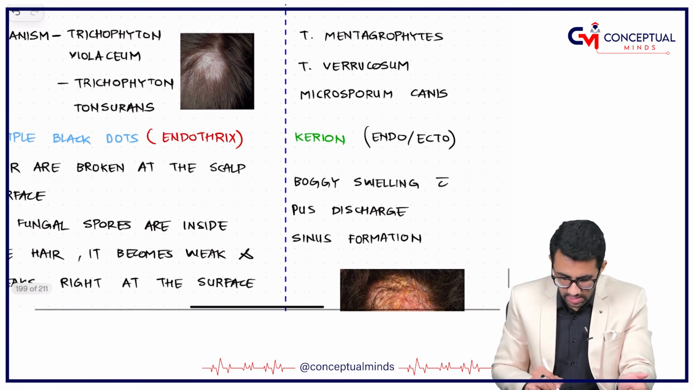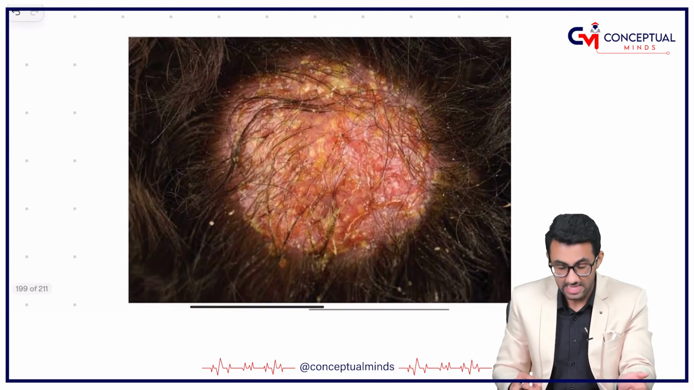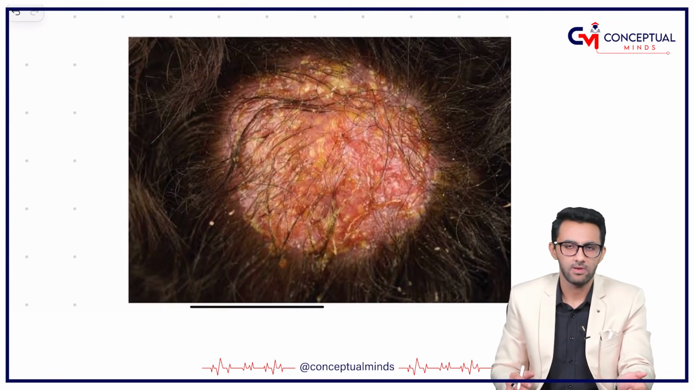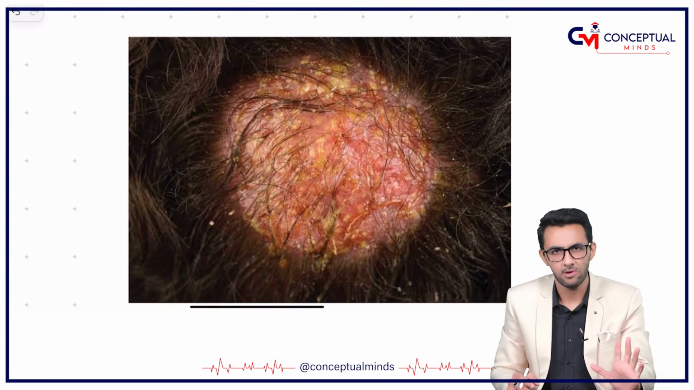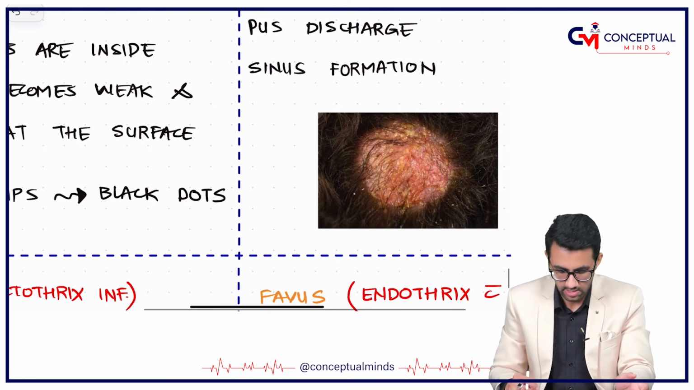Okay, Kerion, the boggy swelling. Yes, we all remember that. What do we see? We see these multiple sinus discharges, right? Yes, there is positive for inflammation, positive for sinuses, and positive for scarring. Yes, a very good example to remember this topic. You remember this one topic, the whole scarring alopecia is done. Okay, this is how I remember.